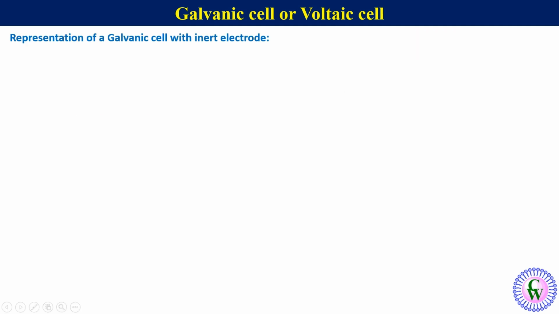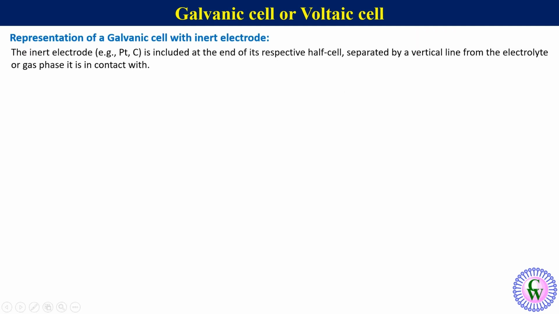When an inert electrode is used like platinum or carbon, it is written at the far end of the half cell notation, often as the last component in the half cell, separated by a single line from the electrolyte or the gaseous species it is in contact with.